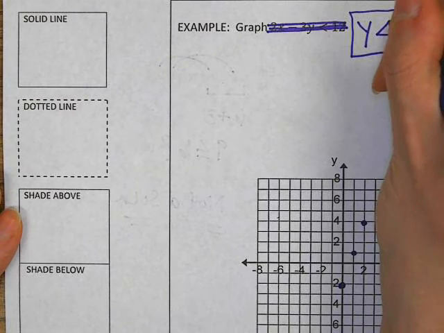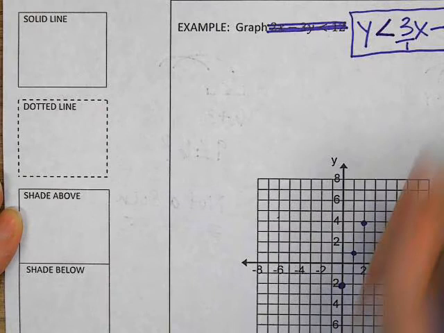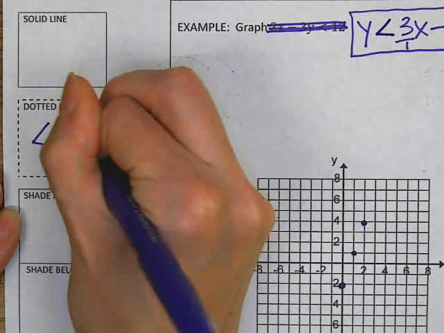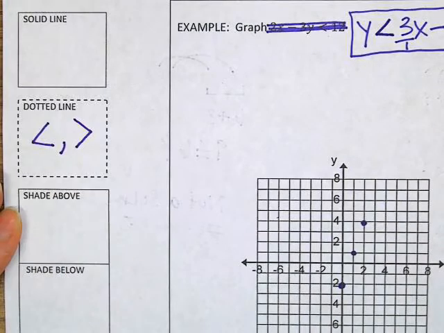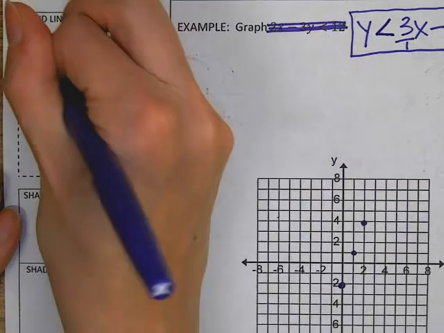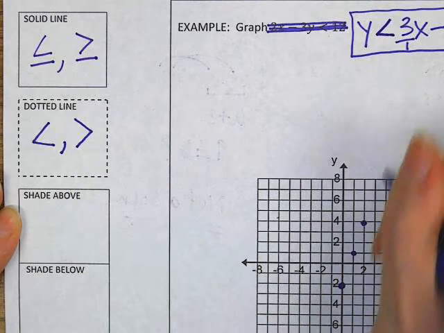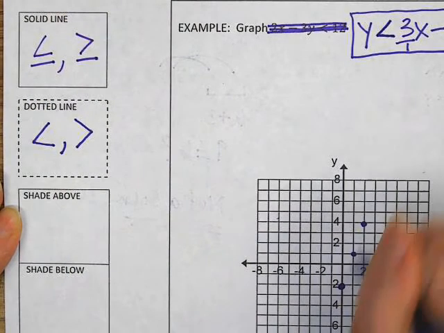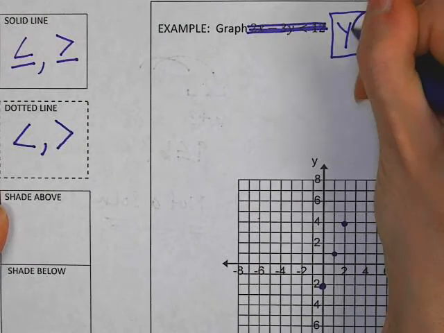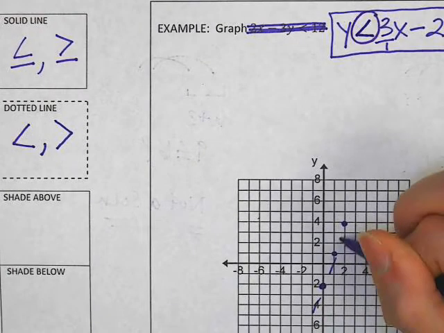Okay, now here's where it gets kind of annoying. If it's a strictly less than sign, it means you don't want to include the line, so you make a dotted line. So if it's strictly less than or strictly greater than, you do a dotted or dashed line. Now, if it was less than or equal to, or greater than or equal to, then you would want to include the line and actually make it solid. But if you look back to this problem, it says just less than, not or equal to. So we need to make a dashed or dotted line.